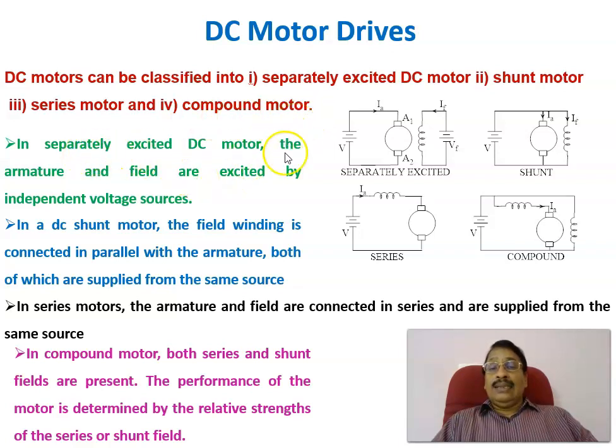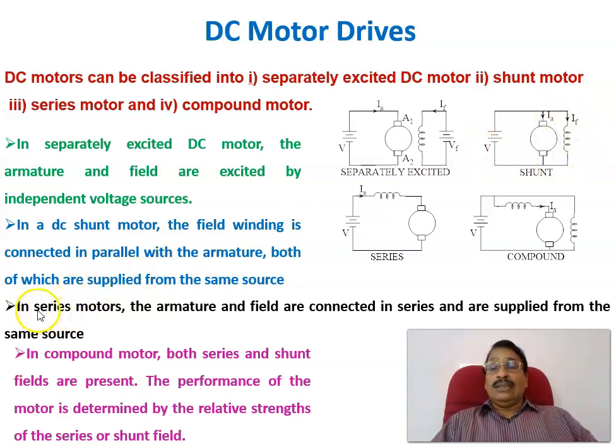Now, in separately excited motor, the armature and the fields are excited by independent voltage source. The armature and the fields, they are excited by separate DC source. In DC shunt motor, the field winding is connected in parallel with the armature, both of which are supplied from the same source. Therefore, in shunt motor, both the field and armatures are connected to the same source.